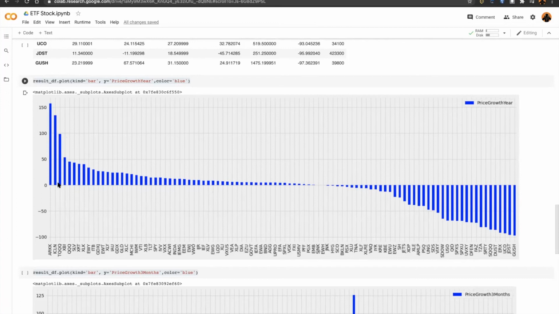TQQQ is leveraged, so of course it's growing a lot if the QQQ is growing a lot. But ARKK is amazing. It doesn't have the leverage, but it's still growing a lot.